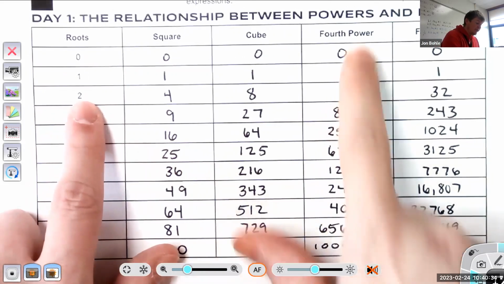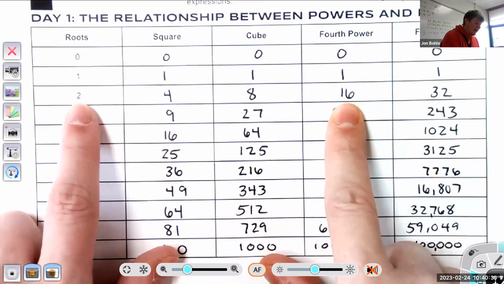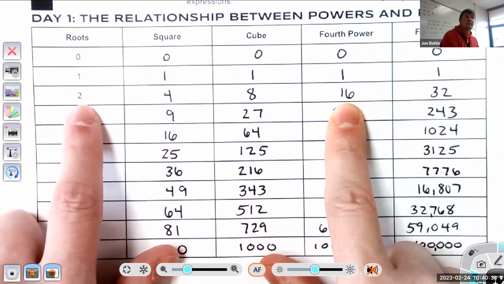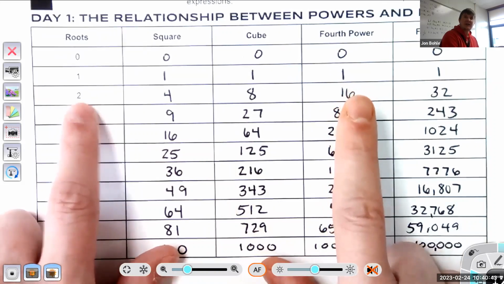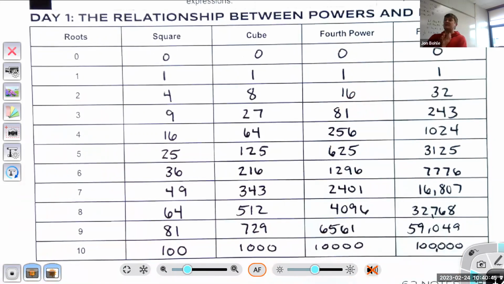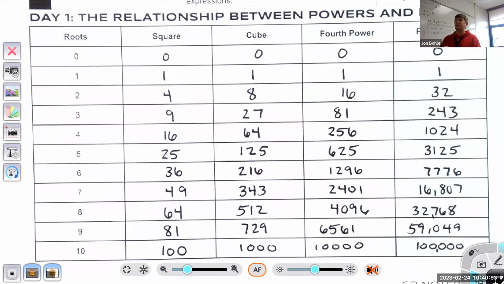2. So if I want the 4th root of 16, that means I'm looking for the number you multiply by itself 4 times to give you 16. 2 times 2 times 2 times 2. Let's keep practicing this. Okay, what about the cube root of 343? What number is the cube root of 343? 7. What is the 5th root of 59,049?